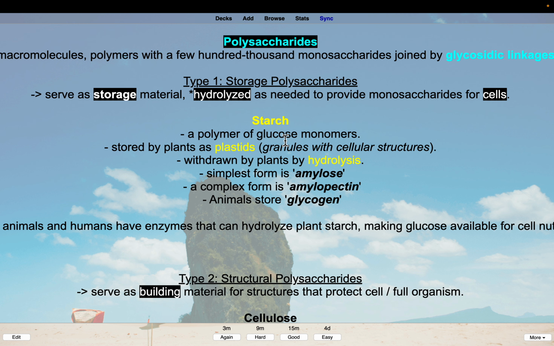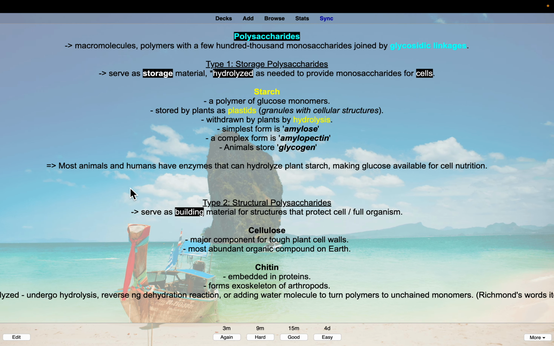So one example is starch. Starch is a polymer of glucose monomers. They are stored by plants as plastids, basically granules with cellular structures, and they are withdrawn by plants by hydrolysis. The simplest form is amylose. A complex form is amylopectin, and animals store glycogen. Most animals and humans have enzymes that are able to hydrolyze plant starch, making glucose available for cell nutrition.